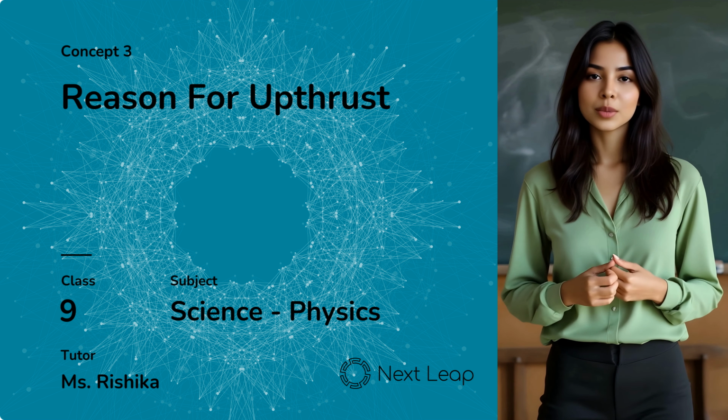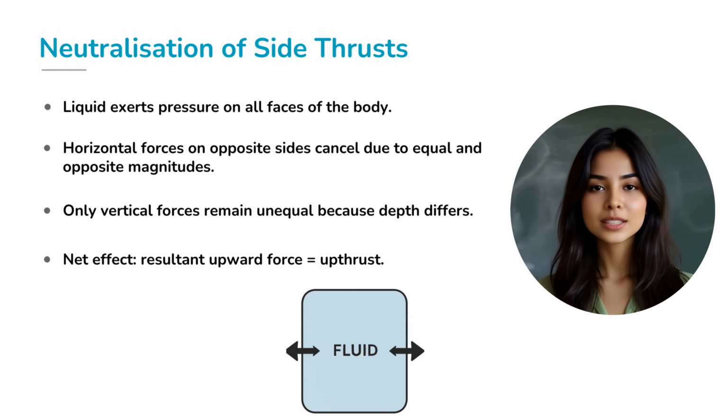Now you might wonder, what about the side walls of the block? Don't they also experience pressure? Yes, they do. Liquids exert pressure on all sides. But here's the catch. The pressures on opposite vertical sides are equal in magnitude and opposite in direction. They cancel each other out perfectly. So, the only unbalanced forces are the vertical ones, greater pressure at the bottom minus smaller pressure at the top. That's why the resultant force is only upward, giving us buoyancy.